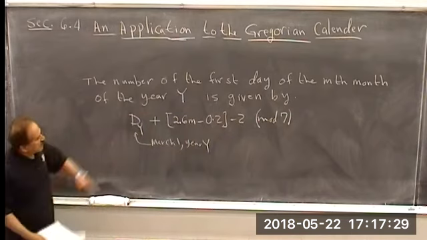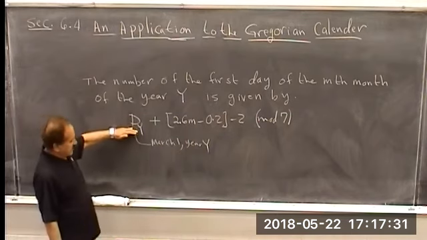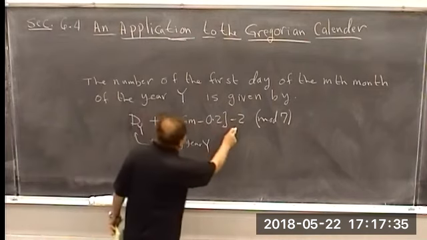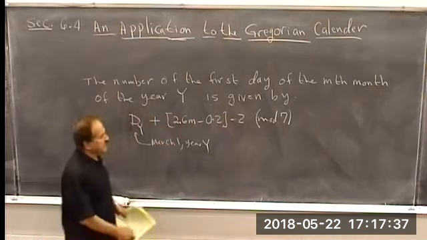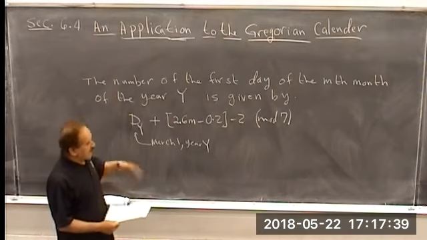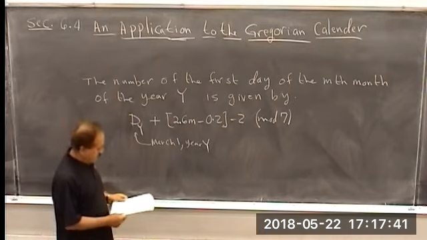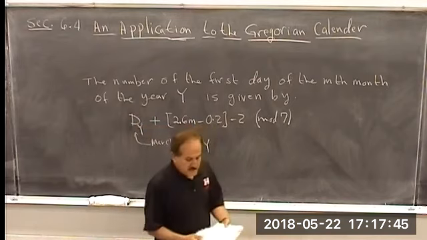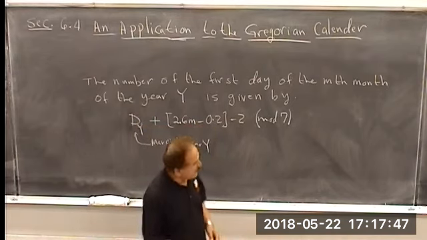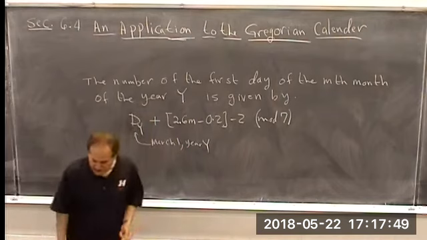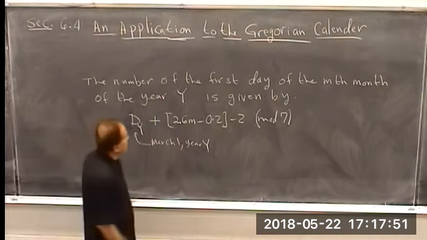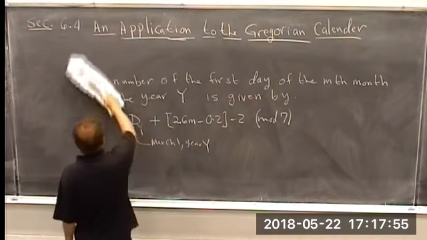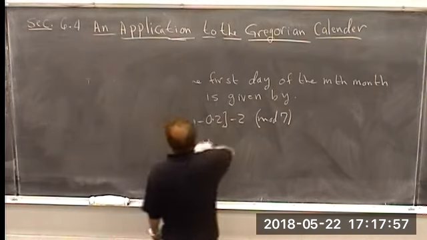Now we figured out what D_Y is. We just need to add this expression to find the first of the month of any month, basically. Now, we need to come up with the final result. Put this together, which is, you just substitute for D_Y what it is.